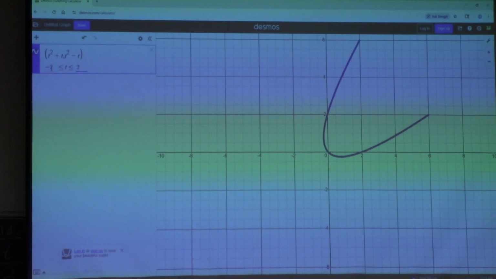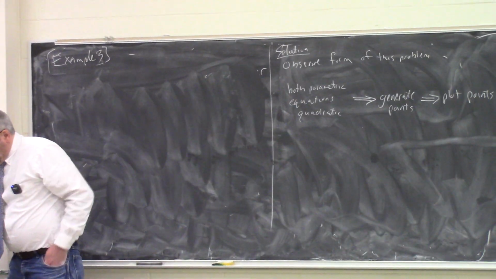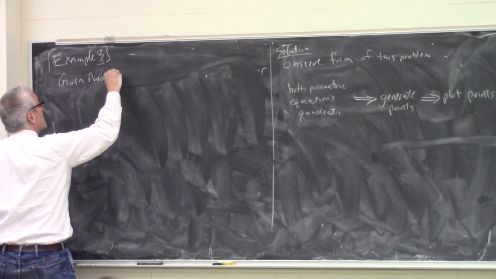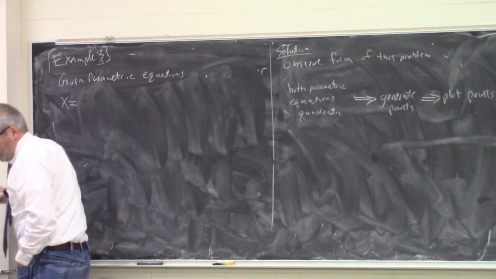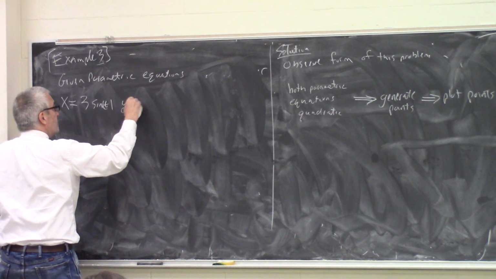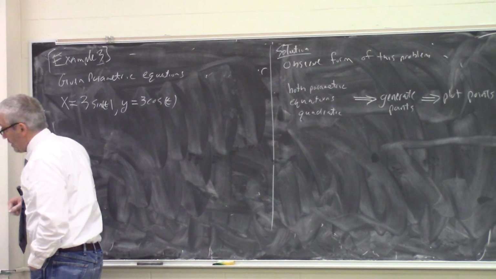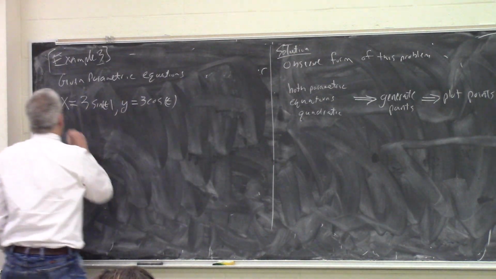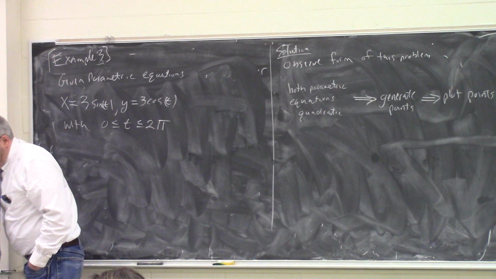Example 3. Given these parametric equations, x equals 3 cos t, y equals 3 sine t, t between 0 and 2 pi, sketch the curve.